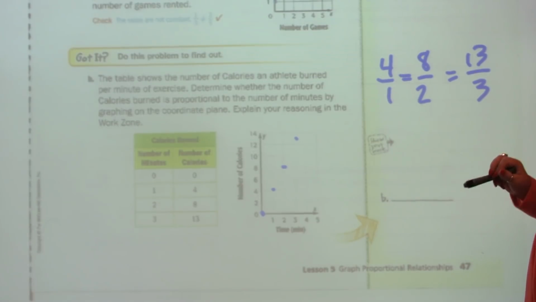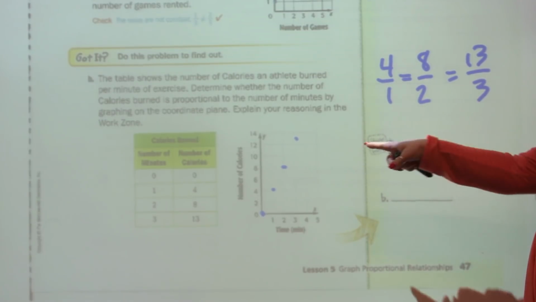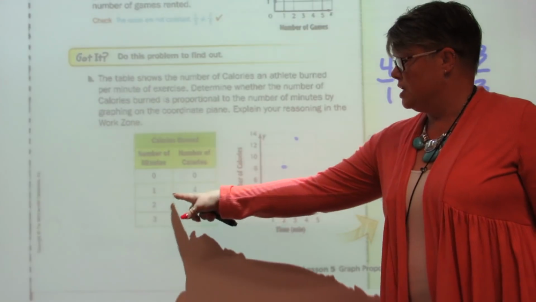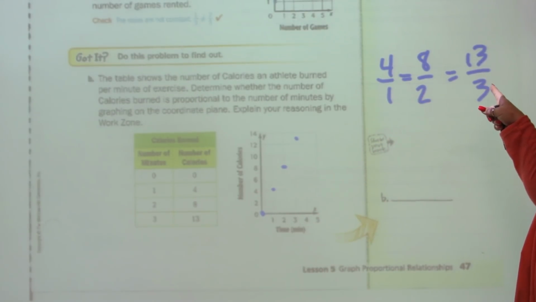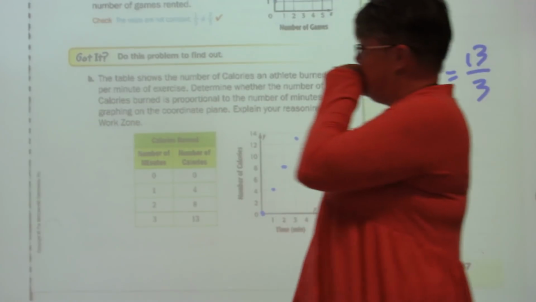So it is not. You have to check more than just 1 because the first one does make it appear to be that, but you have to work harder over here. Okay?